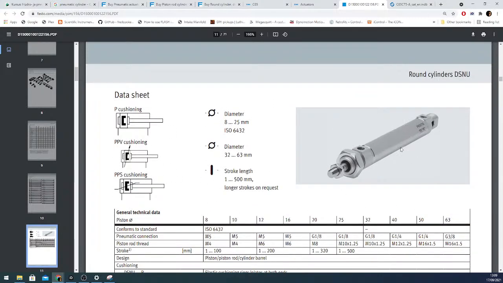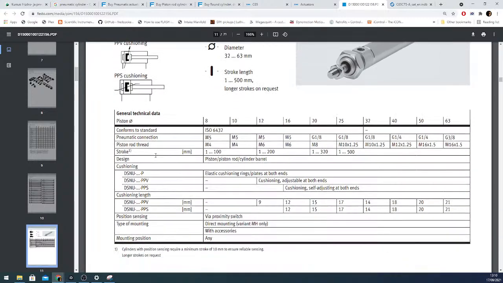Then the pistons do have cushioning inside, so we can talk about it later, but that means that when the cylinder is moving, it has an internal smoothing element that tries to stop the cylinder from hitting the end stroke of the cylinder straight on. It tries to slow down the cylinder before it reaches its end position. So that's the cushioning basically.